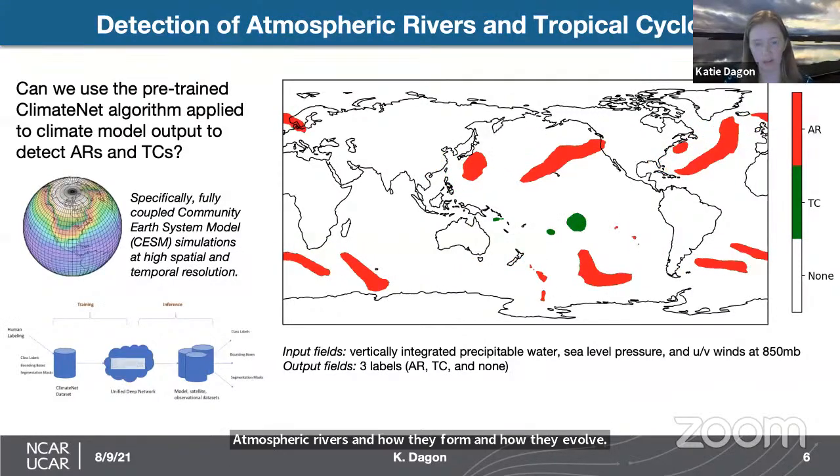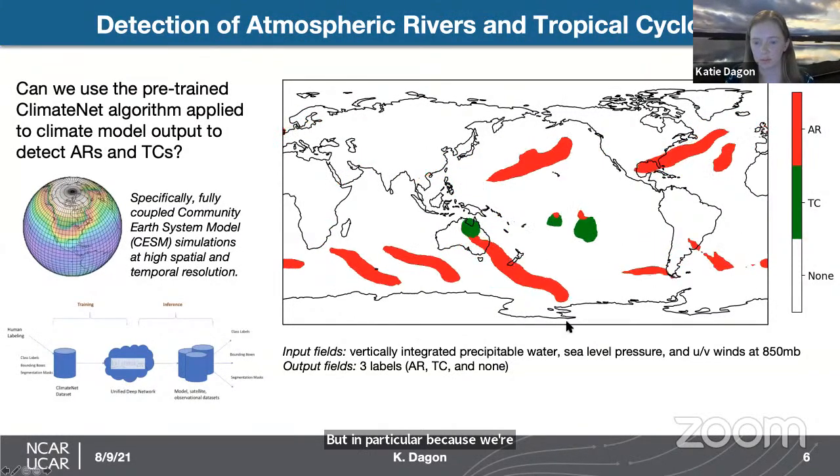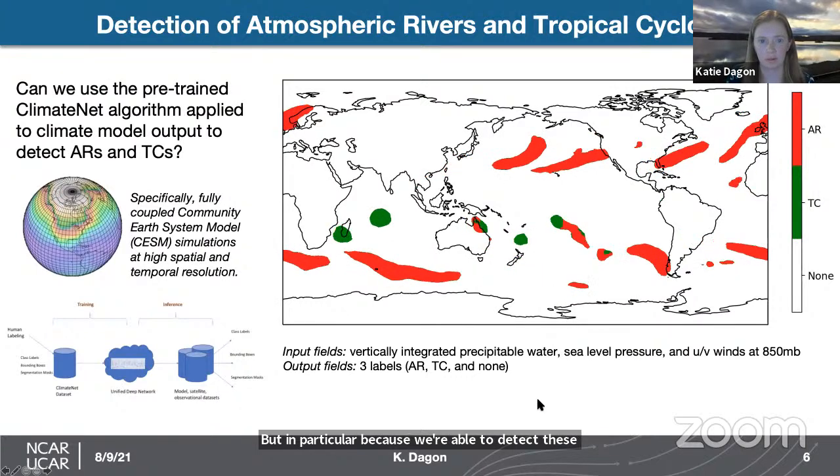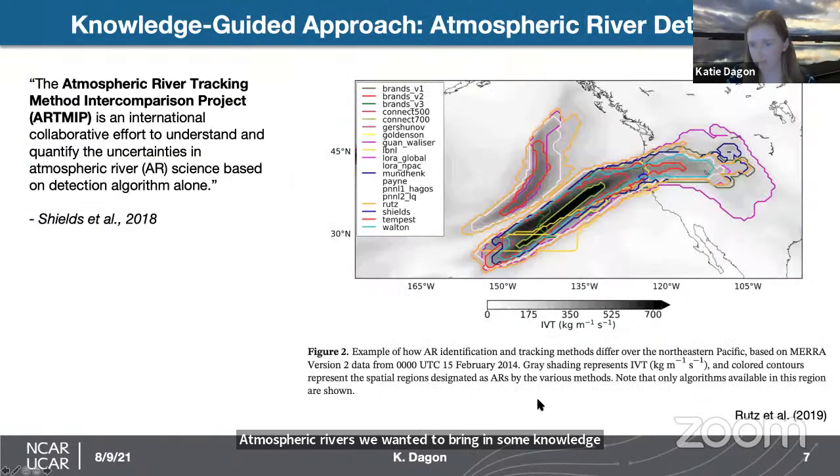But in particular, because we're able to detect these atmospheric rivers, we wanted to bring in some knowledge from another related project, which my colleague Christine Shields at NCAR is one of the leads on, and that's the ARTMIP project, or the Atmospheric River Tracking Method Intercomparison Project. This is a project that is trying to understand the differences in atmospheric river science based on detection algorithms. And so this plot on the right, I'm showing from a recent paper comparing many different atmospheric river detection algorithms. And they were developed for slightly different purposes.